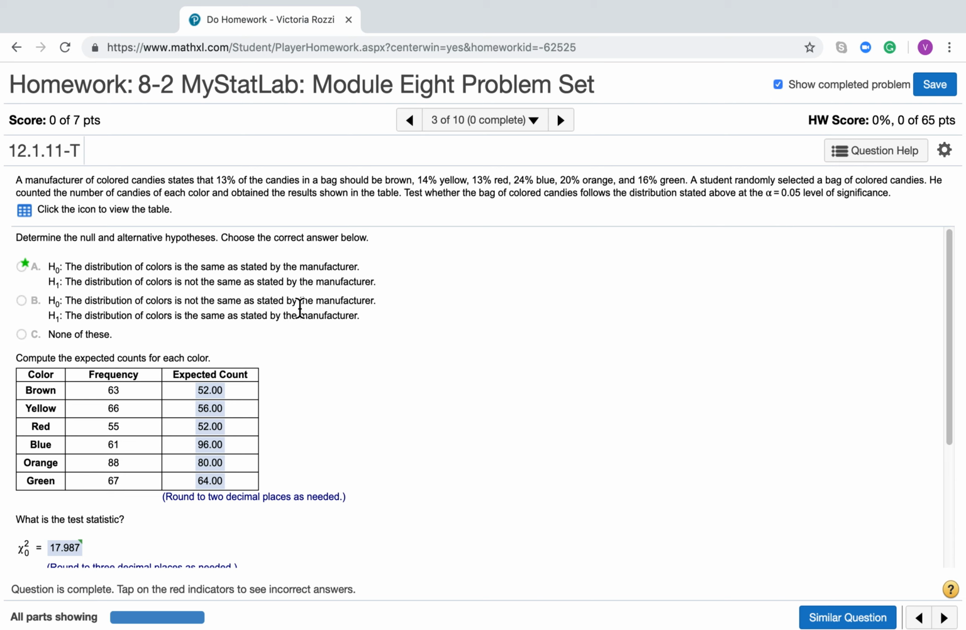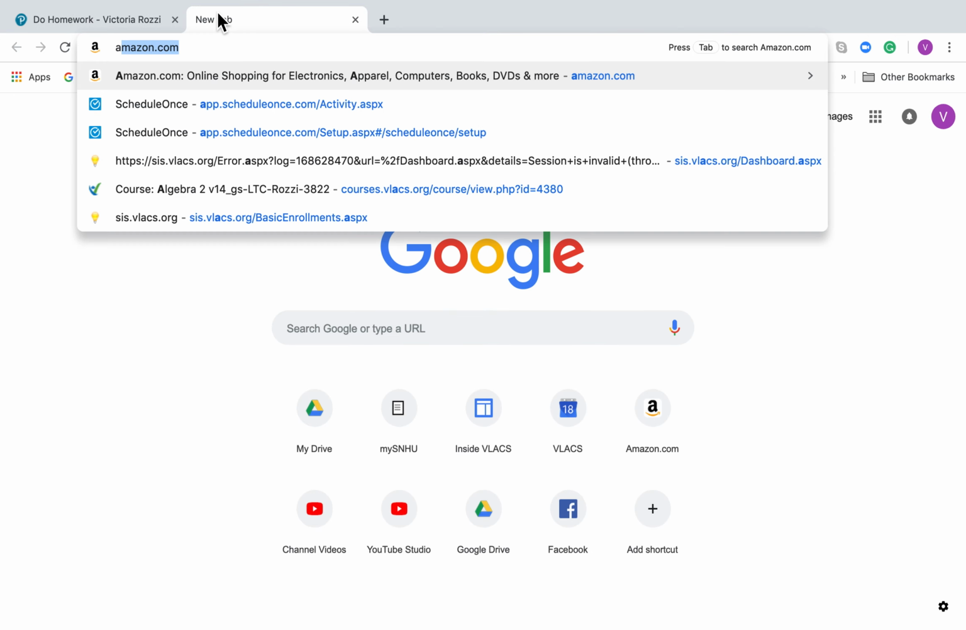Now next, to get these expected counts, first we have to know how many candies we're actually dealing with. So what you'll want to do is actually add up all of the frequencies here in your frequency table. So right now I'm just going to do that in my calculator. So I have 63, 66, 55, 61, 88, and 67. And when I just added those in my calculator, I got 400 candies. So what I'm going to do here, let me just open up another tab here for my calculator so you can see what I'm going to do.